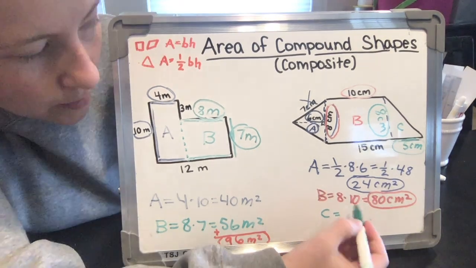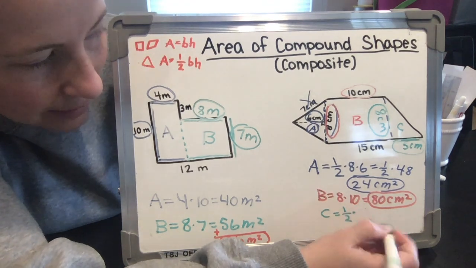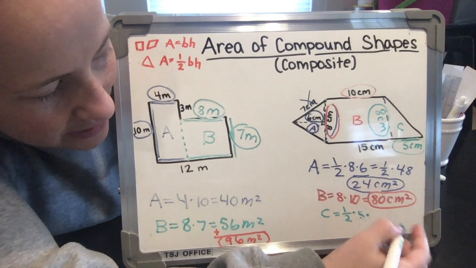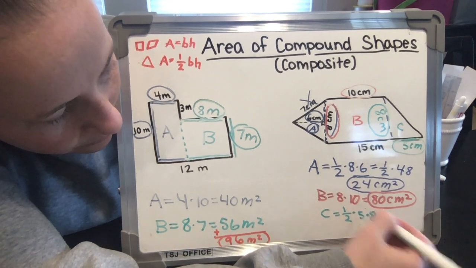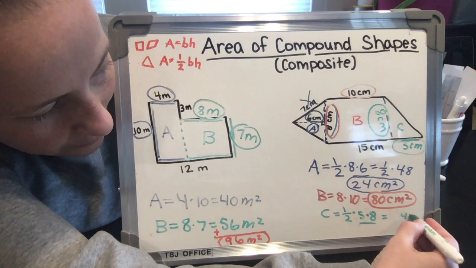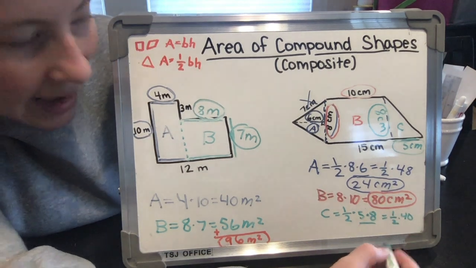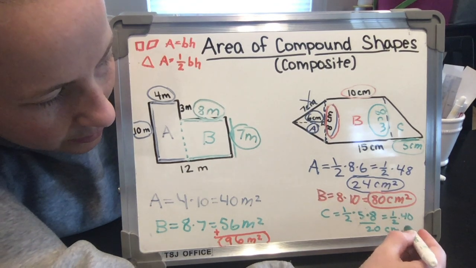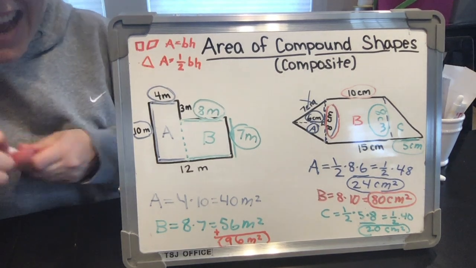Because it's a triangle, I know that my formula says I'm going to have half times the base, which we found to be 5 centimeters, times the height, which we know is 8 centimeters. 5 times 8 is 40. And then I still have to cut it in half. And I know that half of 40 is 20, and these are centimeters squared. So I've got my 3 pieces. I am going to add it together.